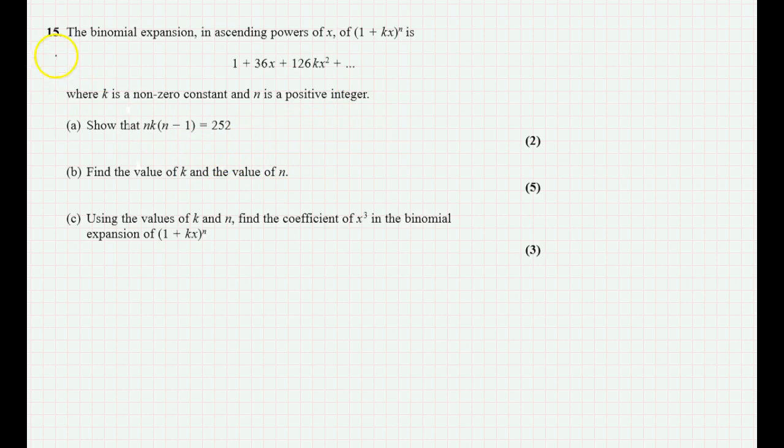Now the last question of this paper is question number 15. The binomial expansion in ascending powers of x of 1 plus kx to the power n is 1 plus 36x plus 126kx squared plus and so on, where k is a non-zero constant and n is a positive integer. Show that nk multiplied by n minus 1 is 252.